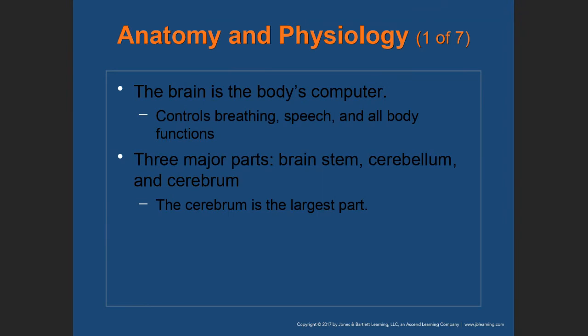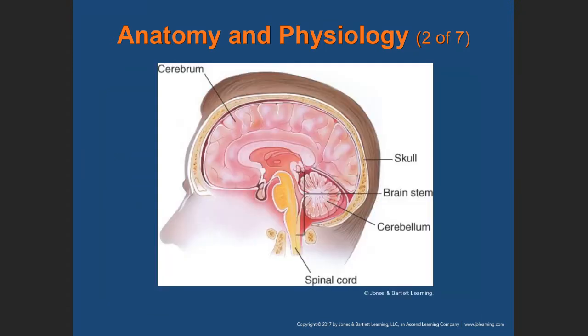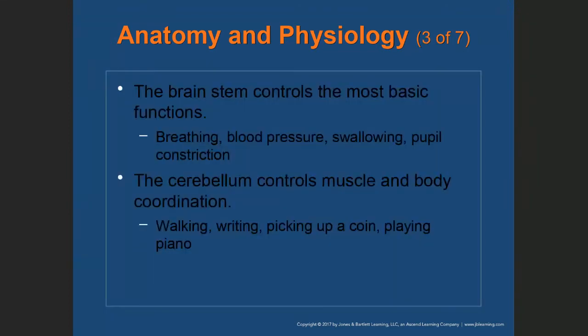Let's review the anatomy. The brain is the body's computer. It controls breathing, speech, and all body functions. There are 3 major parts: the brainstem, cerebellum, and the cerebrum. The cerebrum is the largest part of the brain. The brainstem controls the most basic functions: breathing, blood pressure, swallowing, pupil constriction. The cerebellum controls muscle and body coordination: walking, writing, picking up a coin, playing a piano.